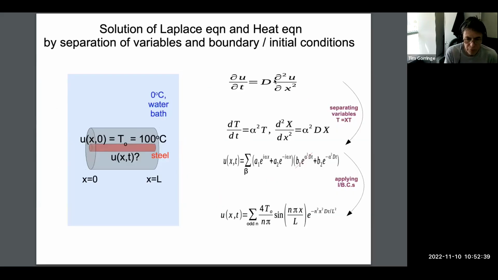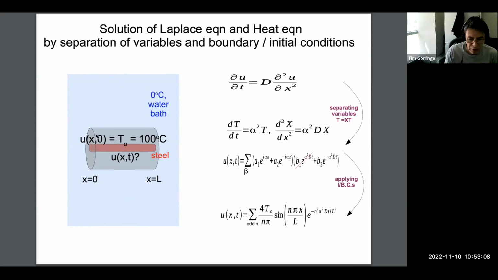So now I want to talk about the theoretical solution of the heat equation by separation of variables. As I say, we're going to compare it to that theoretical solution of the Laplace equation by separation of variables. Over here on the left-hand side, I've depicted the particular problem in thermodynamics that I'm going to think about, the particular heat equation problem.